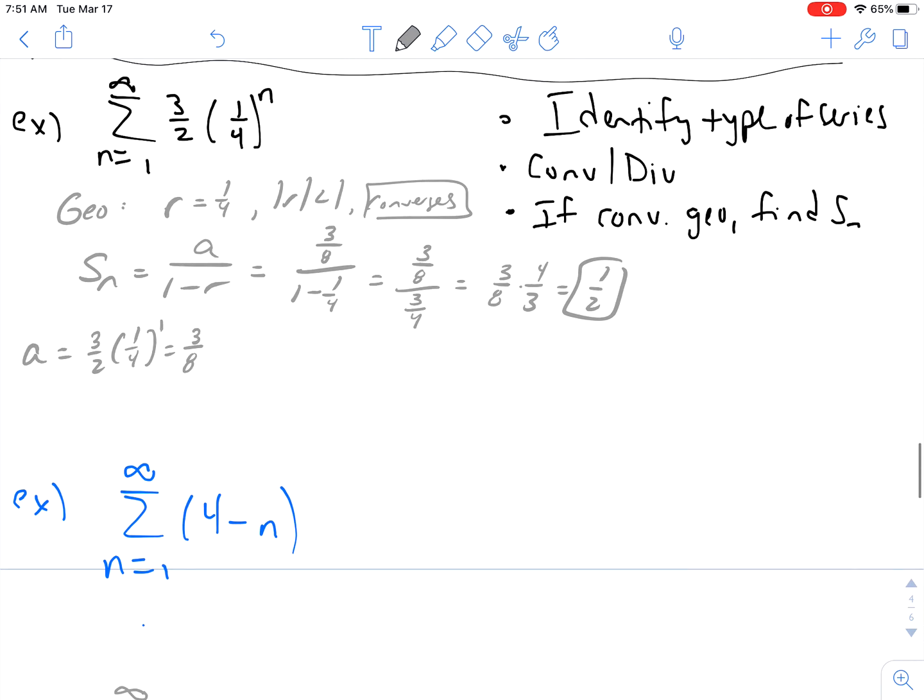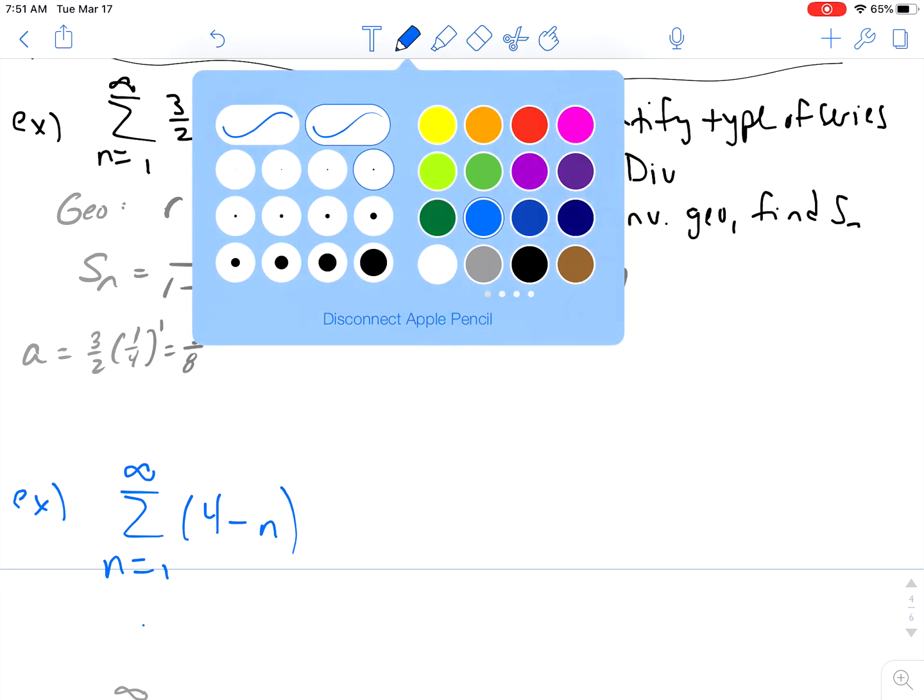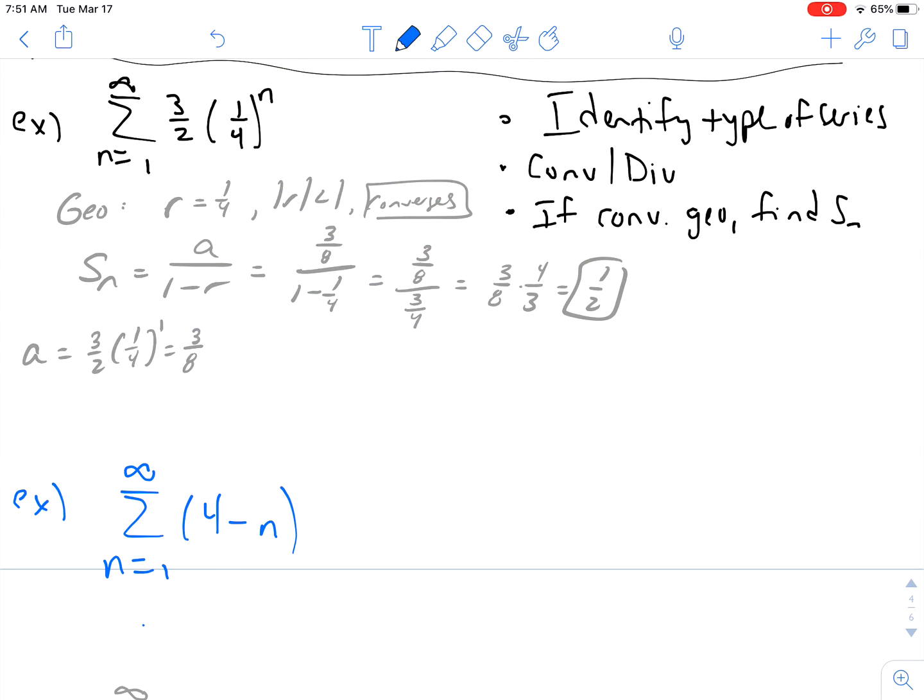All right, next up, 4 minus n. Now, it doesn't look exponential, but I notice n is to the first power. Oh, this is linear. We have a linear function. That means this is arithmetic, and so this will most certainly diverge.